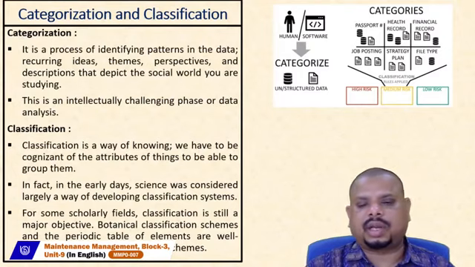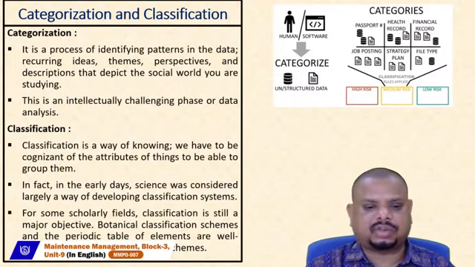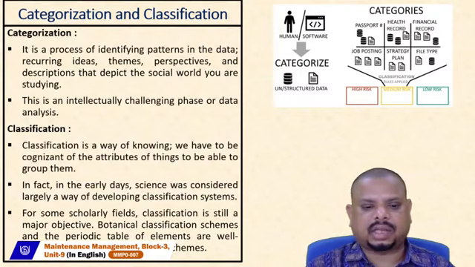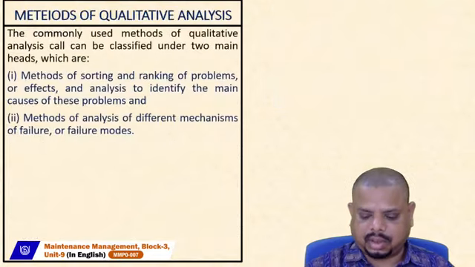For example, botanical classification with reference to plant science, and the periodic table in chemistry, are known as classification schemes. So these are the typical examples: botanical classification in plant science, as well as chemical classification with reference to the periodic table, are the best examples of classification.